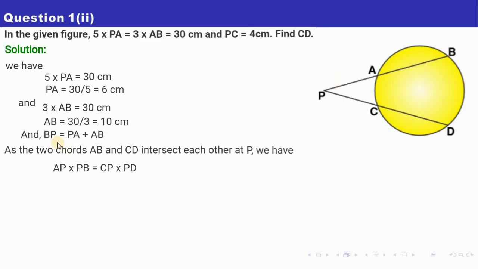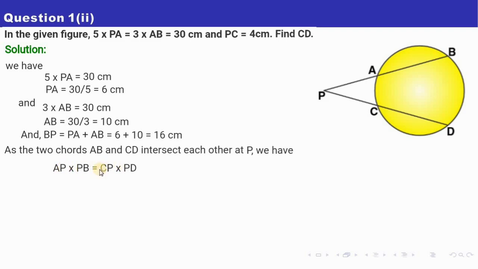Okay, so we have BP equals to, see here carefully from the diagram, BP is equal to AB plus AP, isn't it? So do we have AP? Yes, we have AP to be 6 centimeter and we have AB to be 10 centimeter. So we have BP equals 16 centimeter. 6 plus 10 is 16 centimeter. So we found our BP as well. So we found AP, we found BP, right?